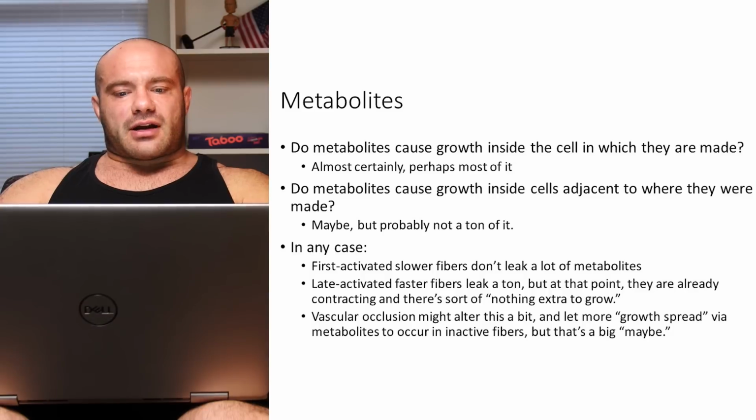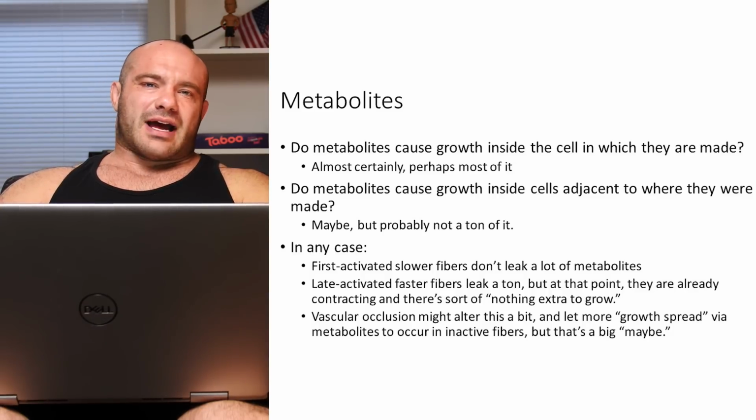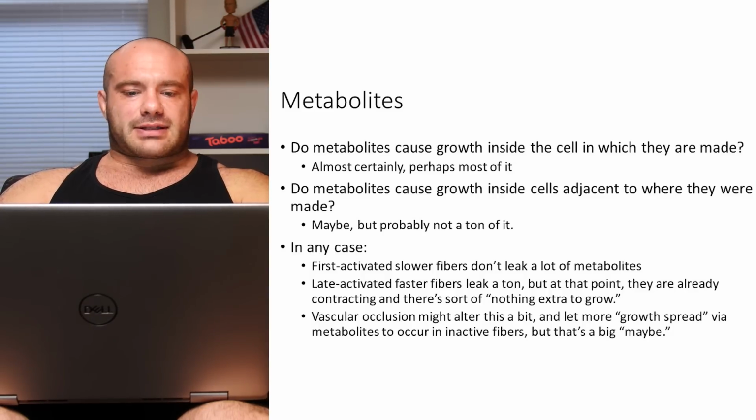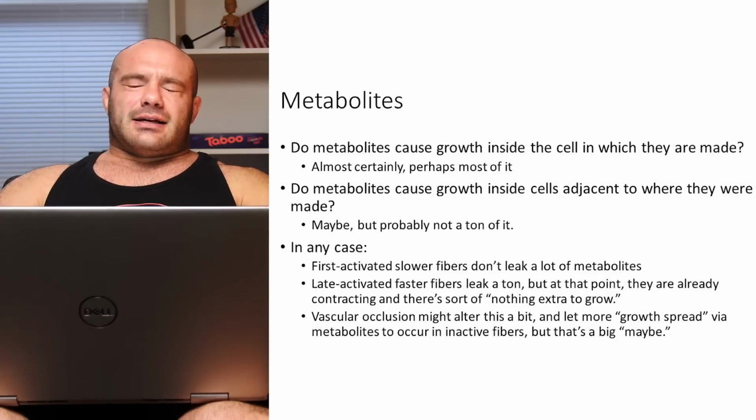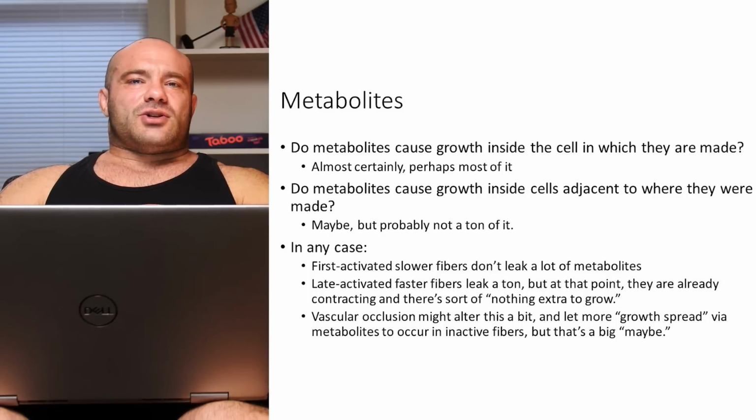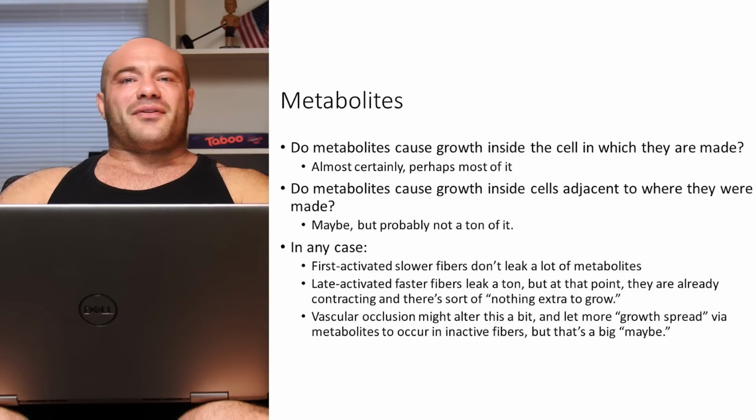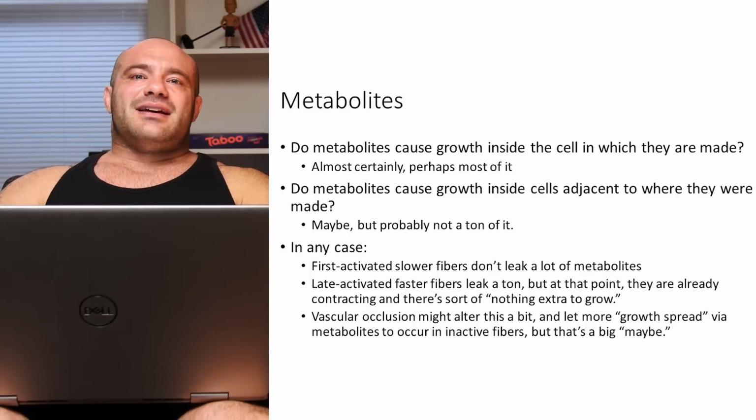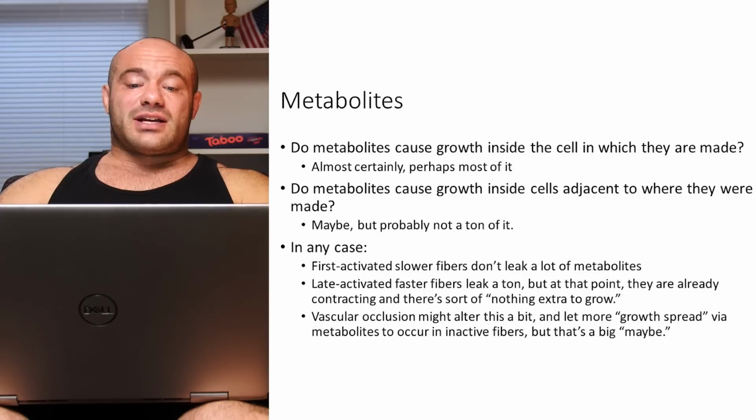Your slower twitch fibers turn on first. Your faster twitch fibers are not active very much, to some small extent. And the thing about slower twitch fibers is that they just don't leak a lot of metabolites. They're really good at processing them and sequestering them and buffering them and reusing them, like lactic acid. They just reuse internally. It just goes right into glycolysis, goes right into oxidative phosphorylation.